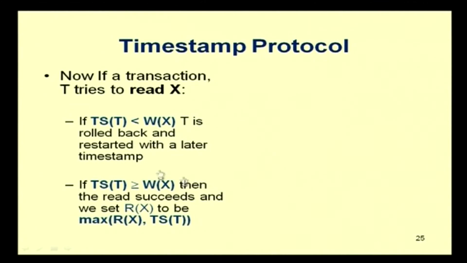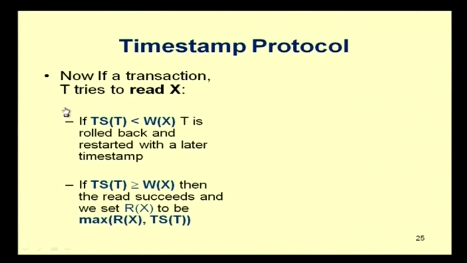Let us look at the timestamp protocol. Now, if a transaction T tries to read x, and the timestamp of that transaction is less than W of x, T is rolled back and restarted with a later timestamp. If the timestamp of that transaction is greater than or equal to W of x, then the read succeeds, and we set R of x to be the maximum of R of x and the timestamp that we have. So, this is the timestamp protocol.